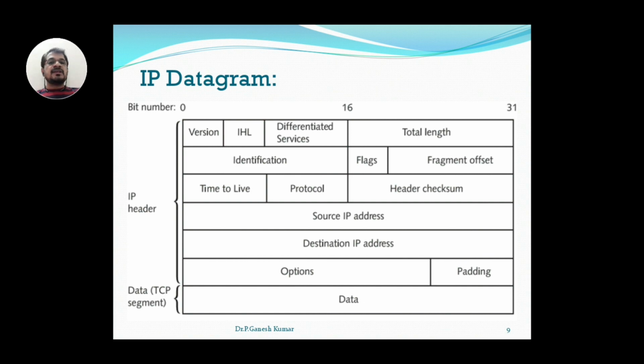And then the total length of the IP datagram, the fourth field. And then identification, what protocol data it is, and then the different flags for identifying the protocols, and the fragment offset, and then the next important field is time to live.